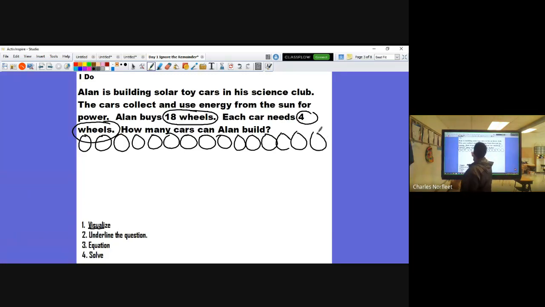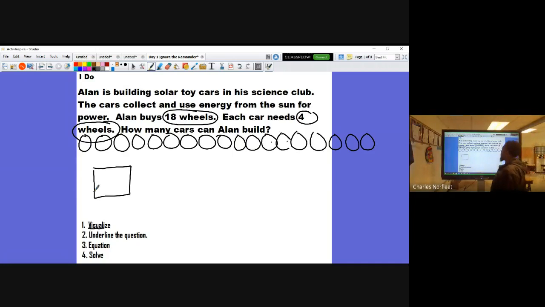So let's see, 1, 2, 3, 4, 5, 6, 7, 8, 9, 10, 11, 12, 13, 14, 15, 16, 17, 18 wheels. And we know that each car needs 4 wheels. So we're going to draw a square that represents a car. We're going to put 4 wheels on this car. 1, 2, 3, 4. And then we're going to cross out 1, 2, 3, 4.